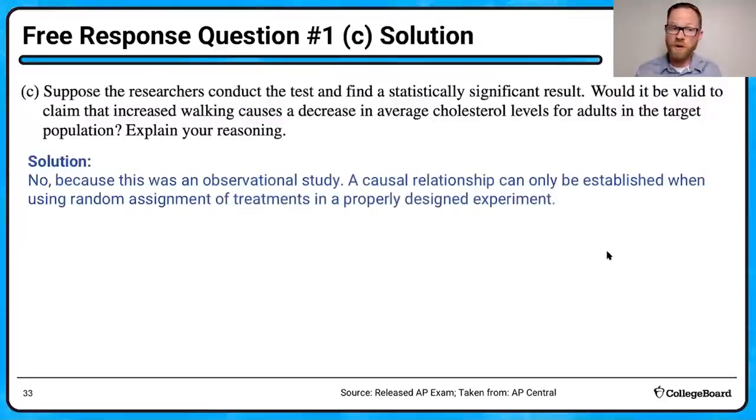It says no, because this was an observational study. A causal relationship can only be established when using random assignment of treatments in a properly designed experiment. Now, what parts of this are needed for full credit? Let's look at the rubric.